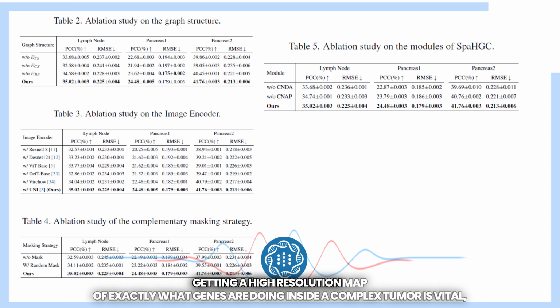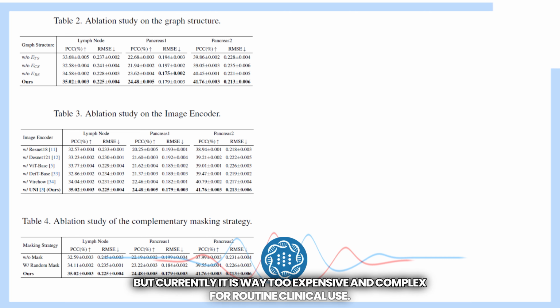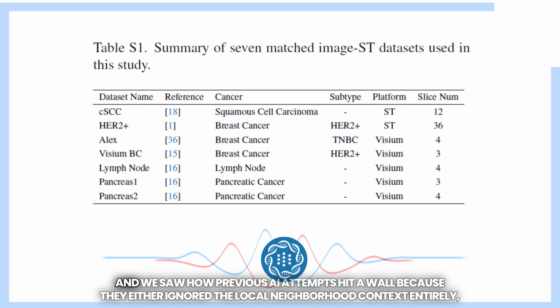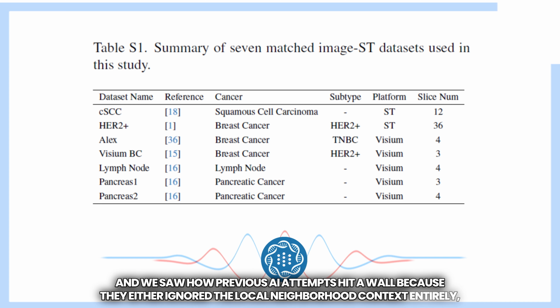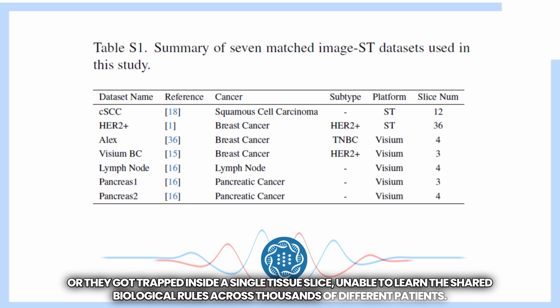Because if we recap this incredible journey, we started with a massive problem. Getting a high-resolution map of exactly what genes are doing inside a complex tumor is vital, but currently it is way too expensive and complex for routine clinical use. And we saw how previous AI attempts hit a wall because they either ignored the local neighborhood context entirely or they got trapped inside a single tissue slice, unable to learn the shared biological rules across thousands of different patients.